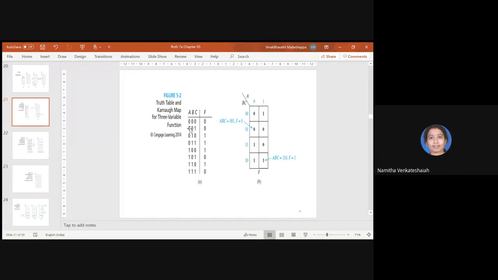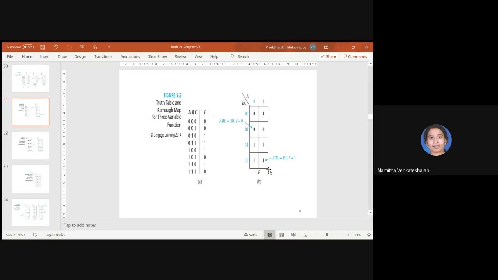You already know how to write these inputs: four 0s, four 1s, two 0s, two 1s, two 0s, two 1s. So three variables means 0th row till 7th row, and the function is given. The diagram A is given to us. So what is our job? My job is to write the K map.